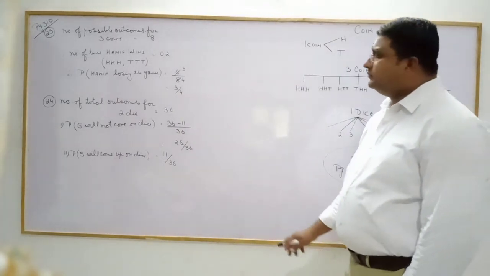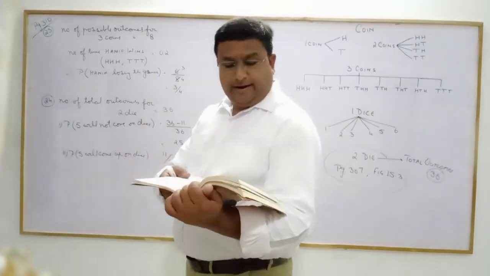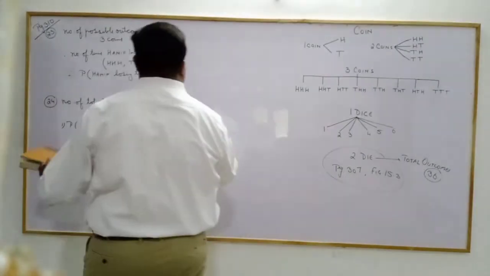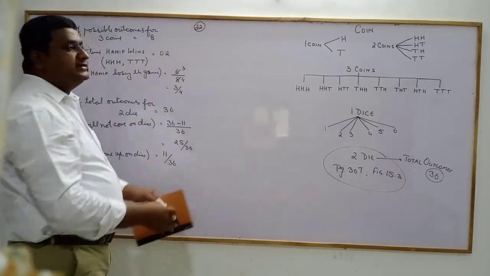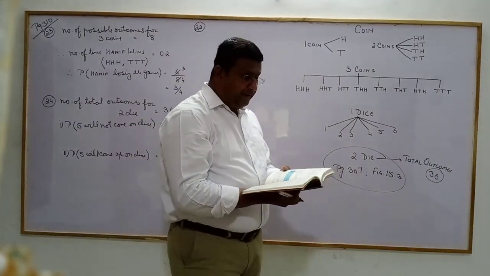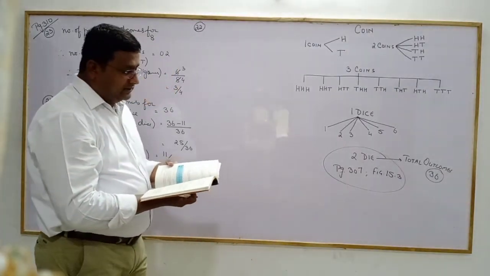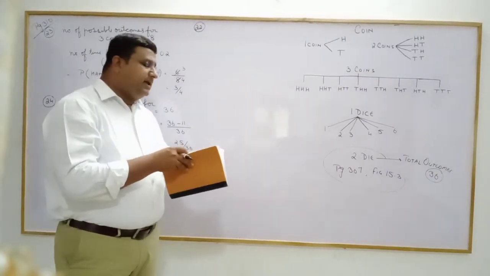Understood? This was a dice question. One more question is there on dice. That is question number 22. You have a table over there. And he says, refer to example 13 as we were talking over here. Complete the following table. Sum on 2 dice. Sum means addition. So you can see the table.